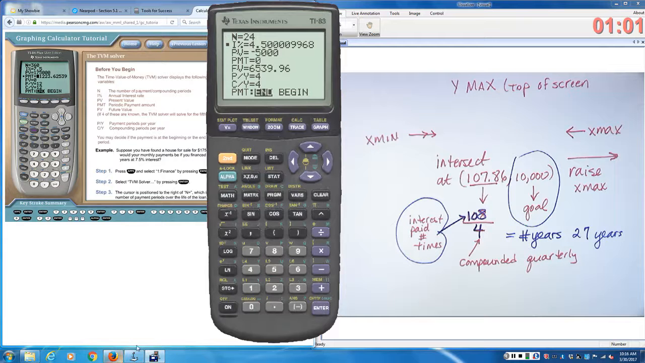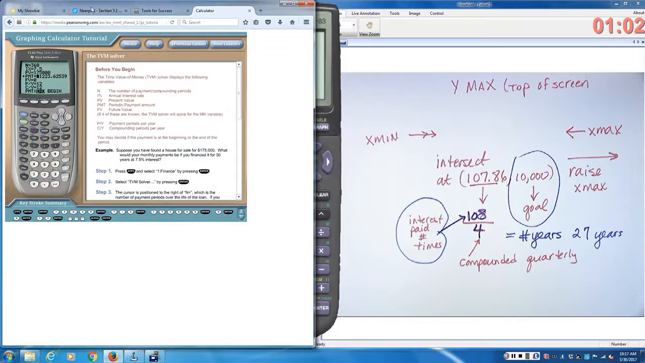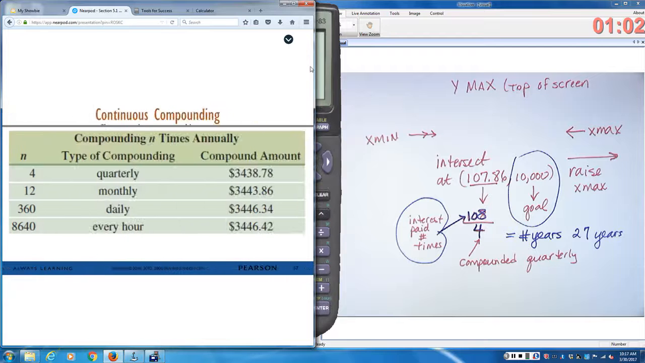quarterly, and we got an amount of $3,438.78. Now, same situation. This one is the same amount to start with. They compounded quarterly. Let me go back to the Nearpod here. If they compound it quarterly, then your compound amount at the end is $3,438.78.